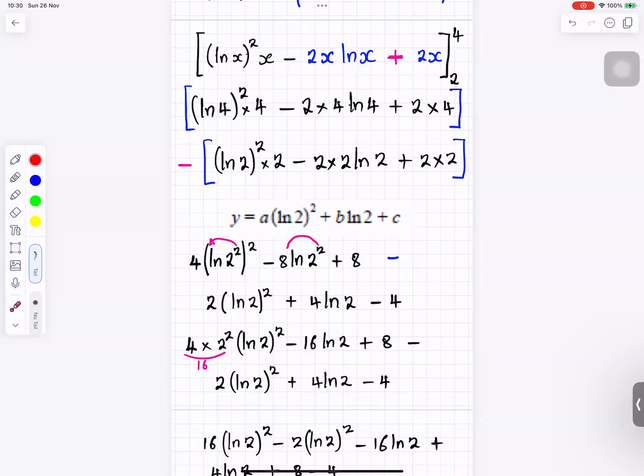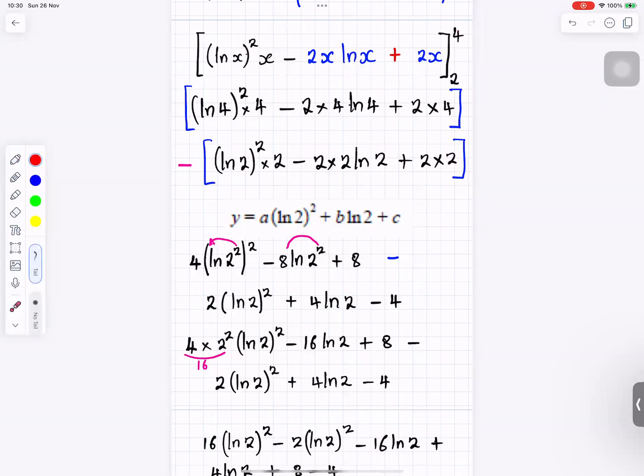There's a lot of simplification involved here, and all you need to do is be very careful with your signs and don't rush it, because you can easily make mistakes here. So write it out neatly.